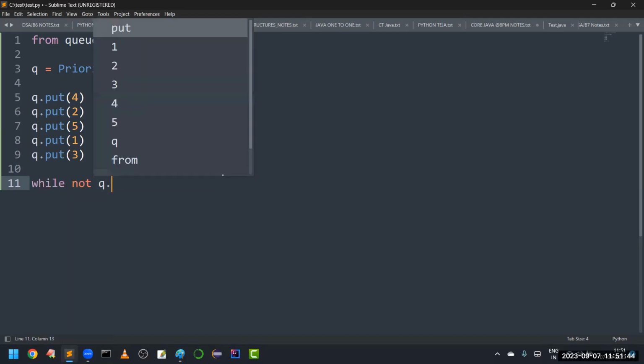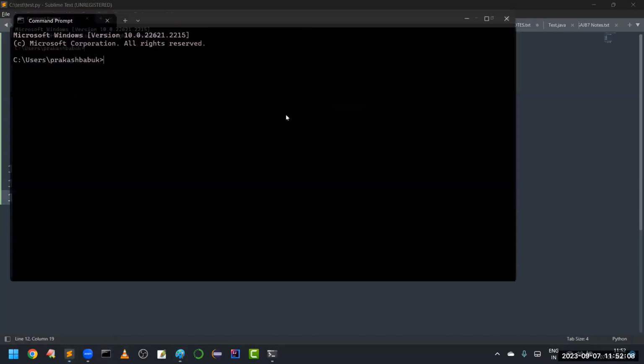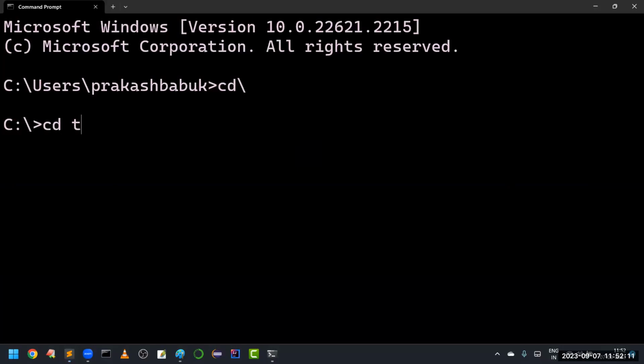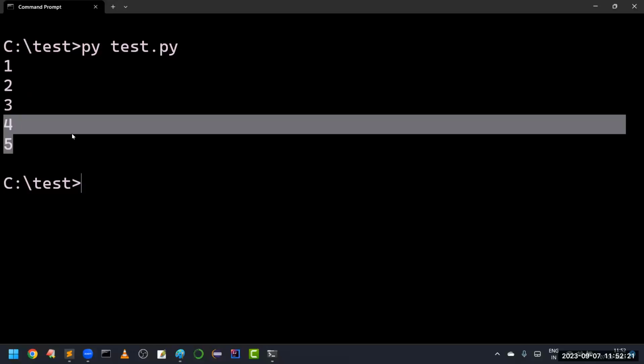While not queue.empty(), until your queue becomes empty, we are going to print that item. This queue.get method is going to remove the minimum element from the queue and return it. Now have a look at what output we are going to get for this program. Run py test.py. You can see the minimum element is given first priority, next 2, next 3, like that it is taking.